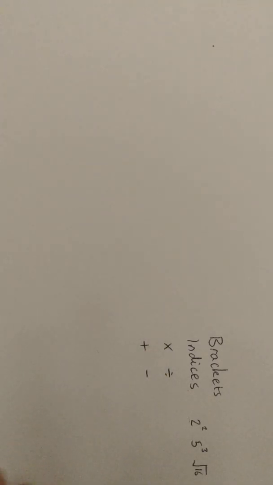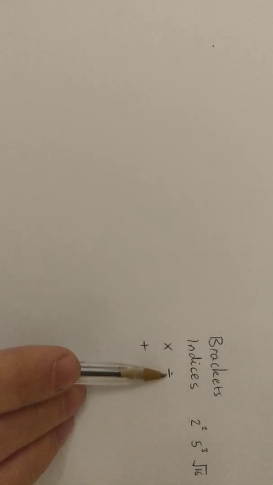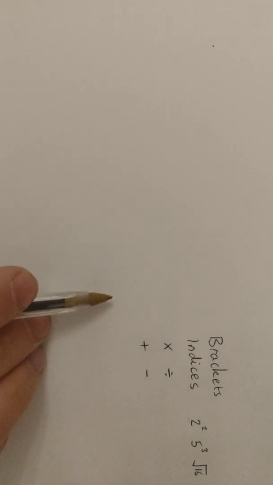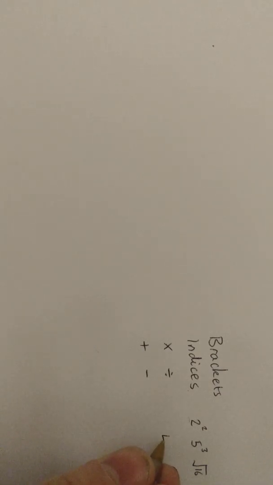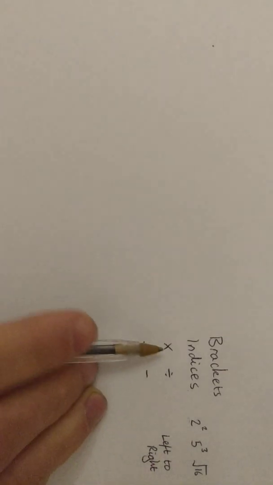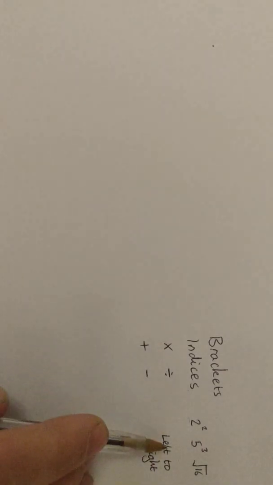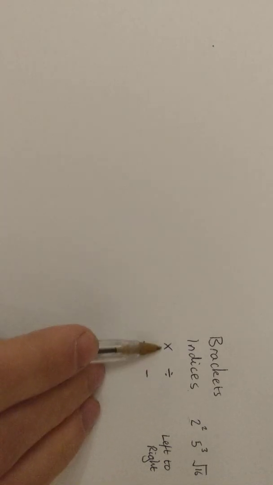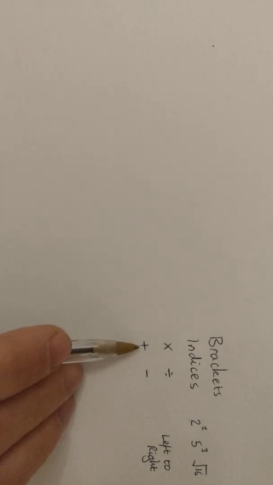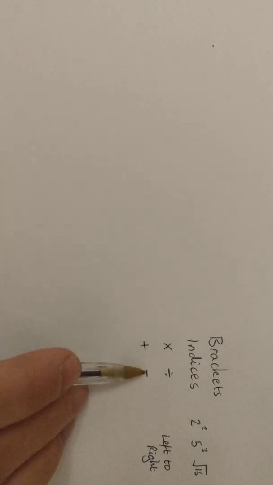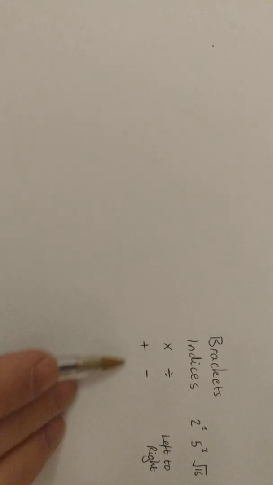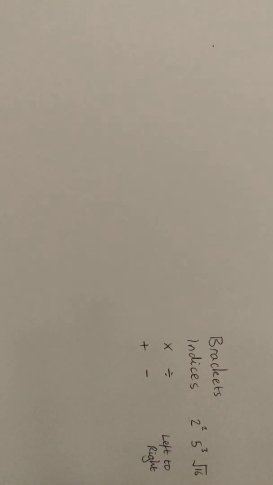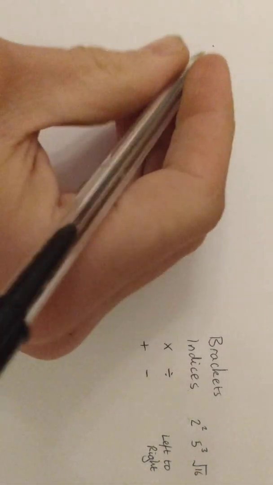Now you might have heard BIDMAS or BODMAS. Times and divide have the same priority. We always just work from left to right with those. So it doesn't matter whether we've got times or divides, we work left to right when we're working these ones out. And finally, plus and take away also have the same priority. Again, we work left to right. So let's look at a little example.